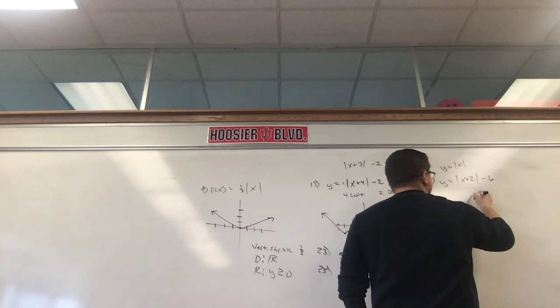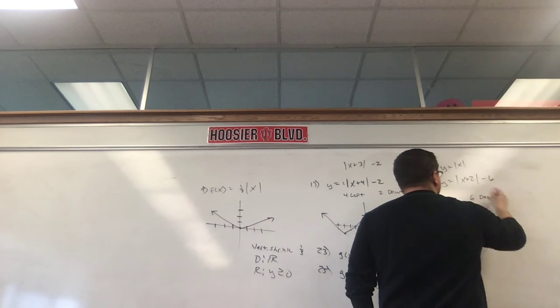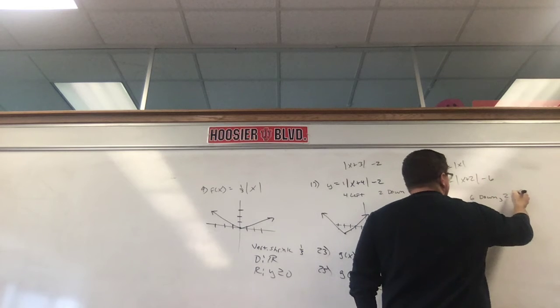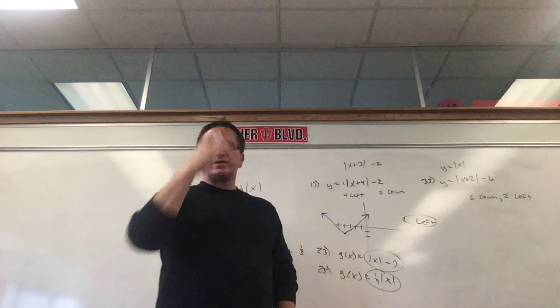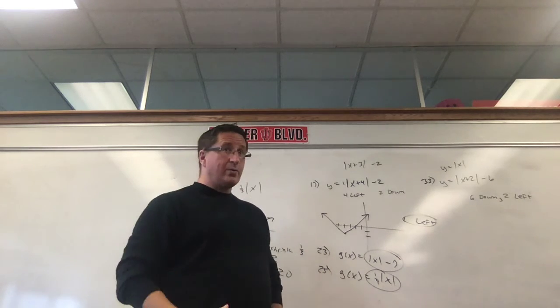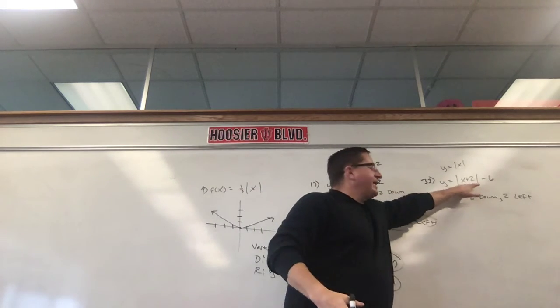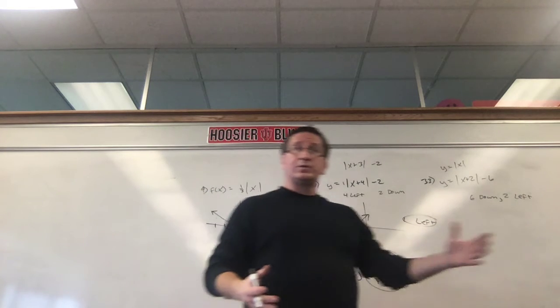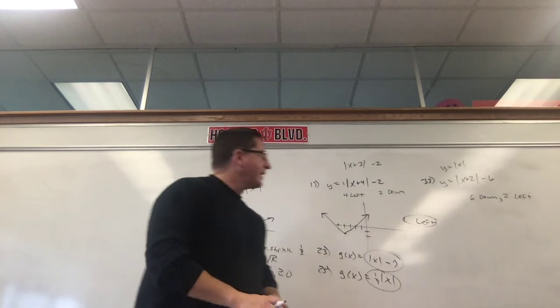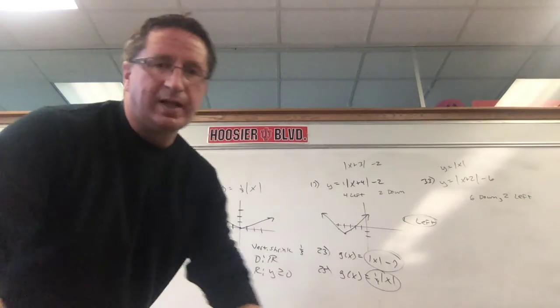Well, this minus 6 moves it 6 down. The plus 2 moves it 2 to the left. Remember, when you add or subtract by itself, it moves it up and down. Minus 6 moves it down. When it's plus or minus with the x, it moves it left or right, but it's the opposite of what you think. Plus 2, you think 2 to the right, actually moves it 2 to the left. Okay, so it's a translation of 6 down and 2 left.